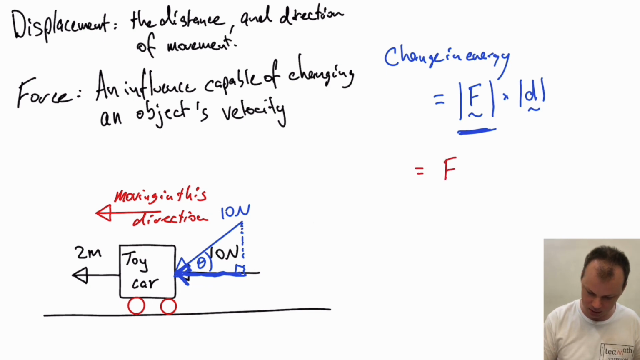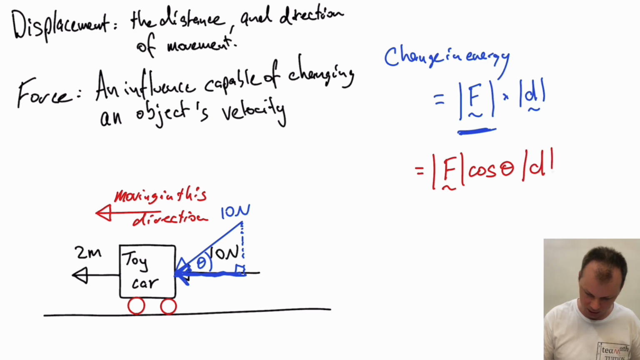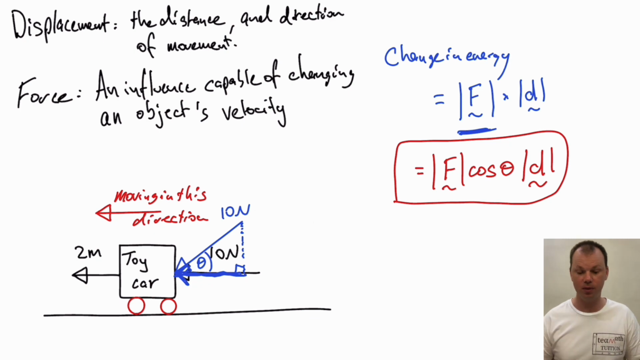What matters is the force, or the scalar projection of the force in the direction of the displacement, in the direction that the car is moving. And we're going to multiply that by the magnitude of the distance in which it's moving. So this is going to be our change of energy here. Now let's look at some implications of this.